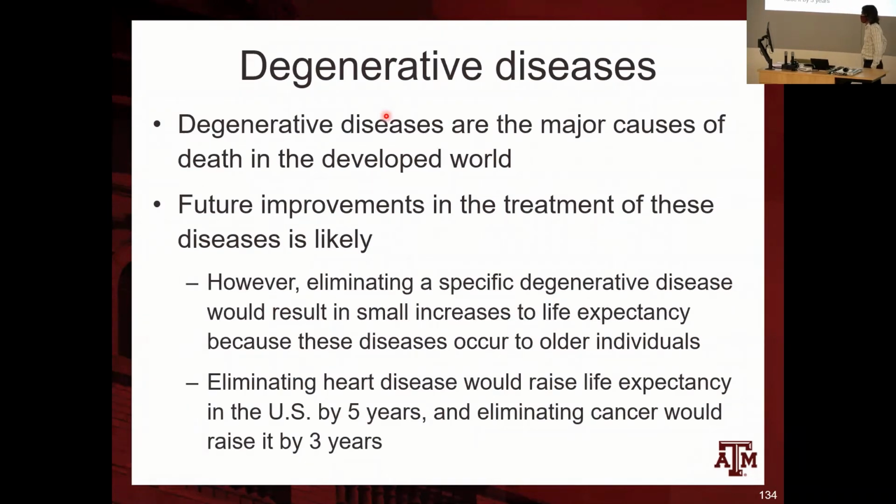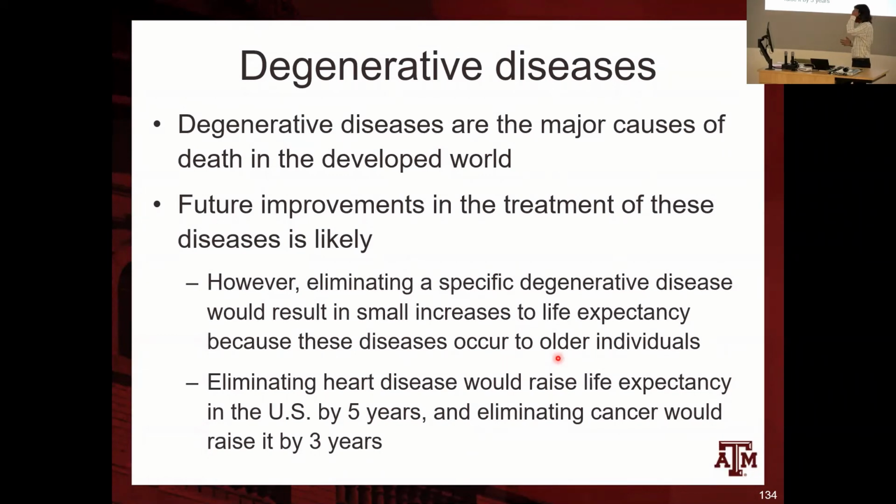Degenerative diseases are the major causes of death in the developed world, as we talked about: cancer, heart disease, and so on. Future improvements in the treatment of these diseases are likely to happen. We are always improving and finding new technologies. However, some private companies and hospitals mention, let's eradicate deaths caused by cancer. But even if we eliminate specific degenerative diseases, it would result in only a small increase in life expectancy because these diseases happen to older individuals. So maybe individuals, instead of dying at 80, would die at 85, or instead of 85, at 90. Still, there is improvement, but overall, life expectancy doesn't increase as much.